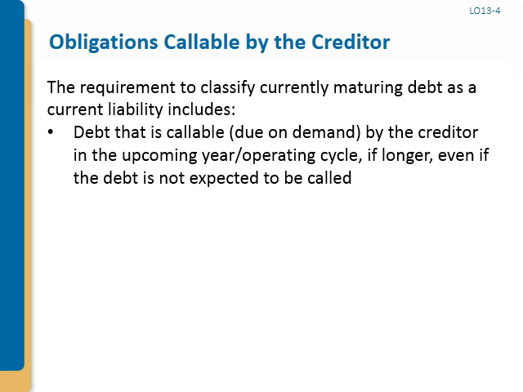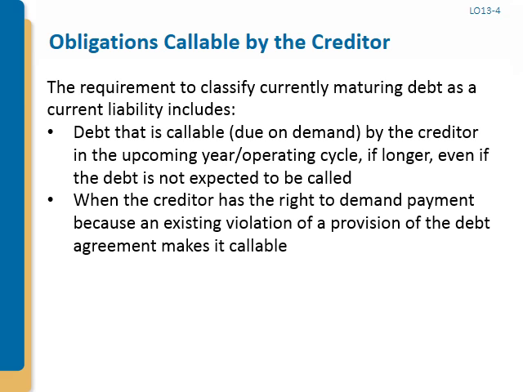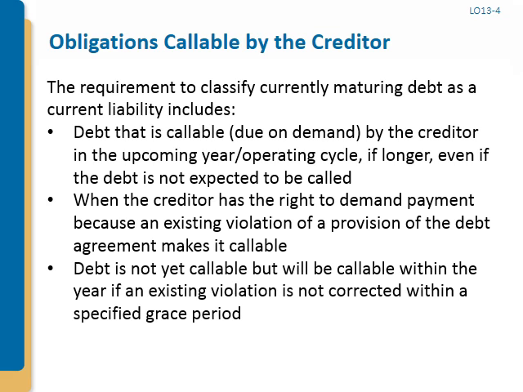The requirement to reclassify currently maturing debt as current liability includes debt that is callable. In other words, due on demand by the creditor in the upcoming year or operating cycle if longer, even if the debt is not expected to be called. The current liability classification also is intended to include situations in which the creditor has the right to demand payment because an existing violation of a provision of the debt agreement makes it callable.